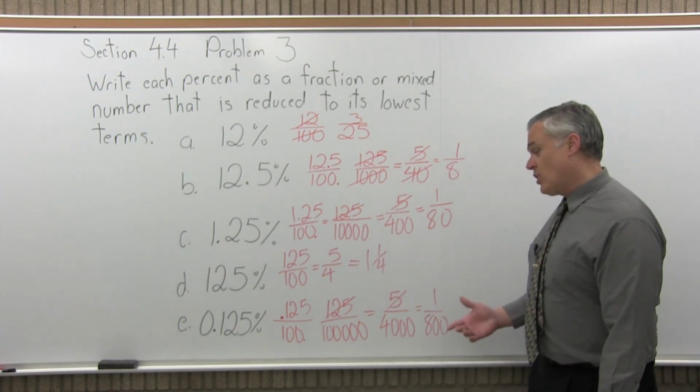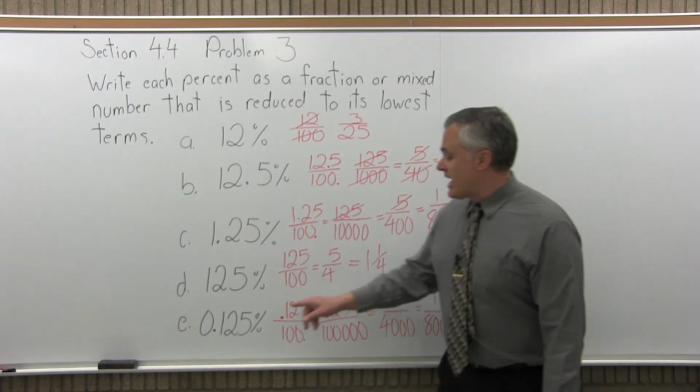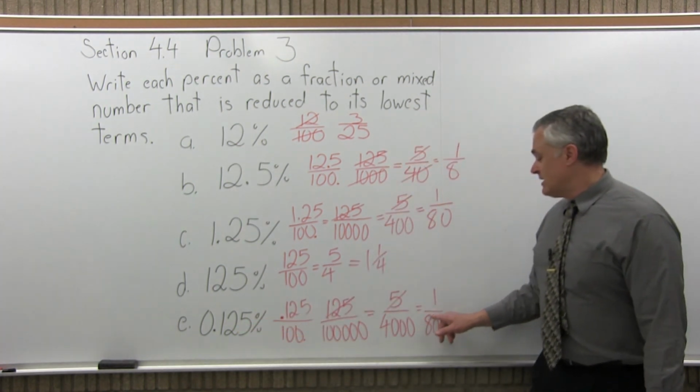Can I reduce that anymore? No. So that's the end. So the fraction equivalent of 0.125% is 1 over 800.